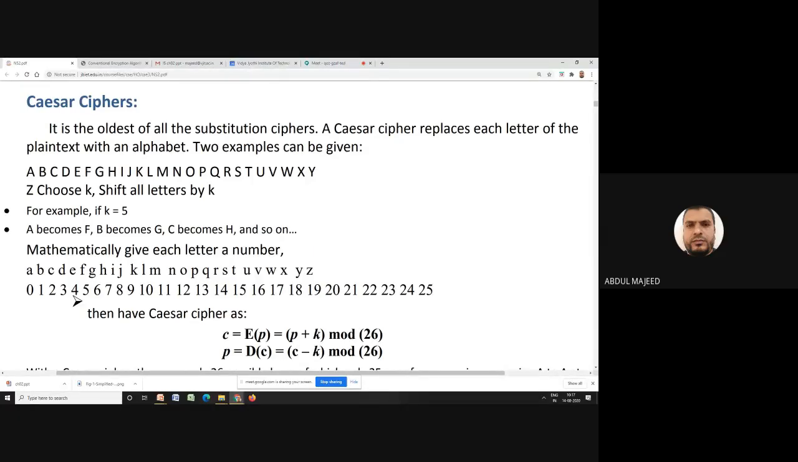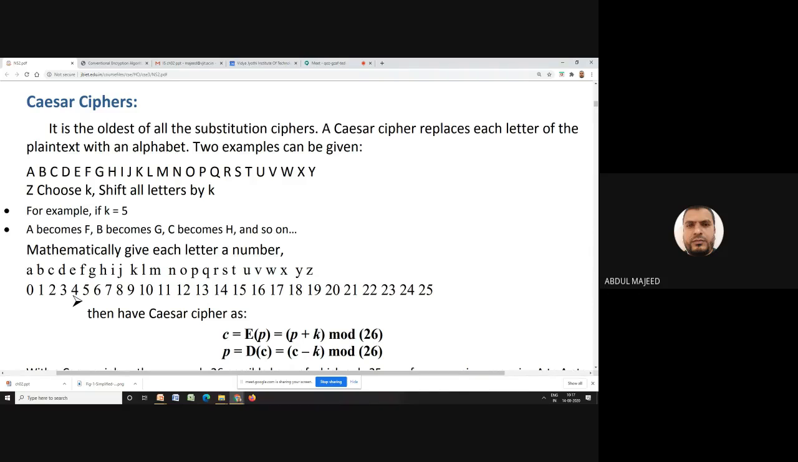F will be A, G will be B, H will be C, I will be D, J will be E, K will be F. Like this, we use this technique to encrypt the message, to confuse attackers about what message has been sent.